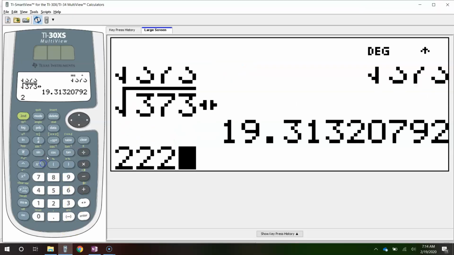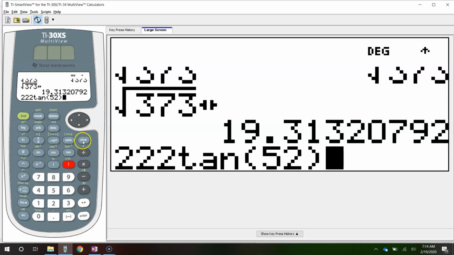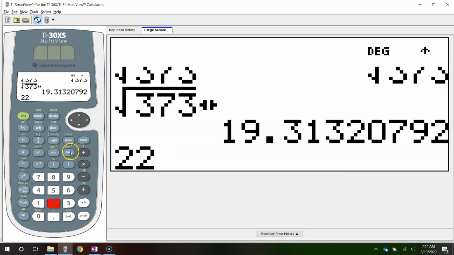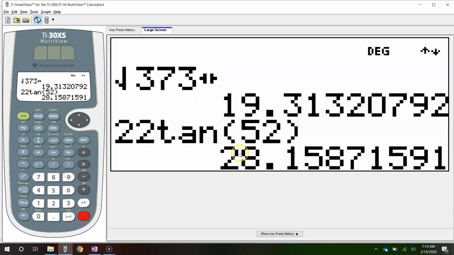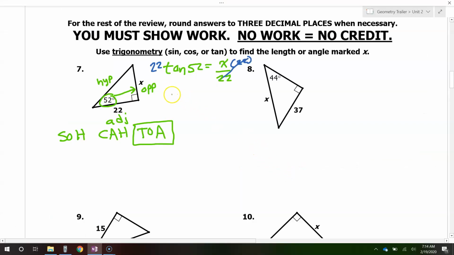22 tangent 52. That's 28.159. Got to round up. 28.159 is equal to x.